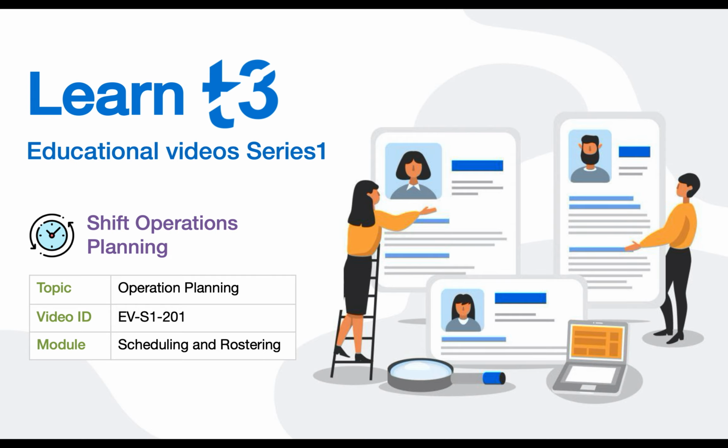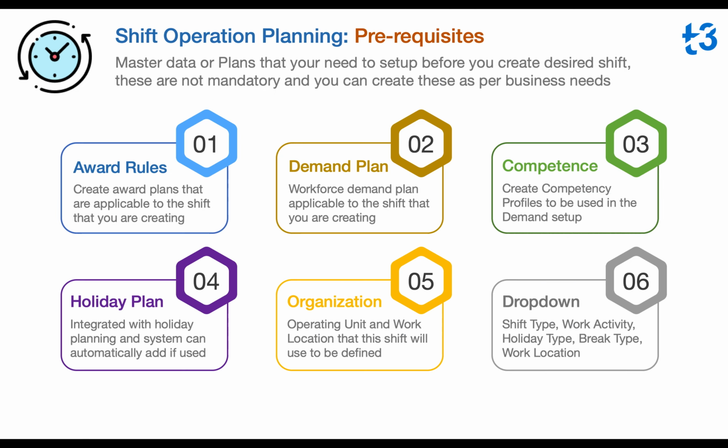In this video, we are covering shift operation planning, and we will have a look at how we can create a new shift and define all the attributes. There are some prerequisites before we create a shift, and these are used while creating the shift. The first one is award rules. You need to configure award rules before creating a shift if these awards need to be implemented with the shift.